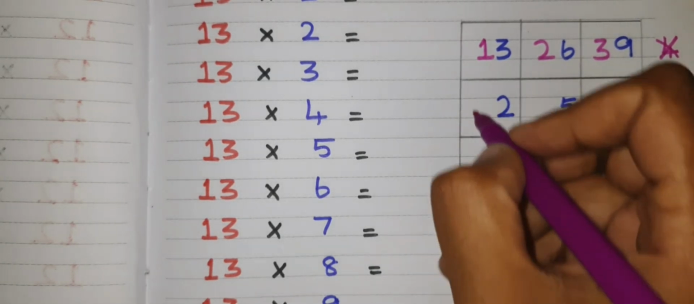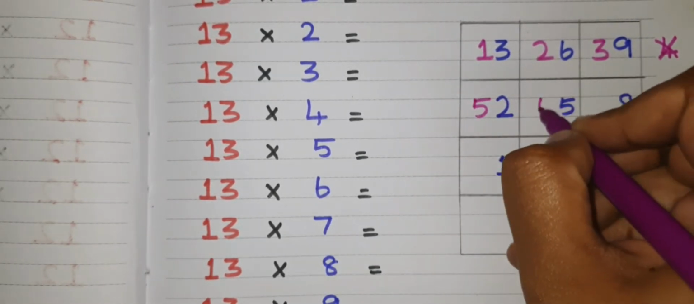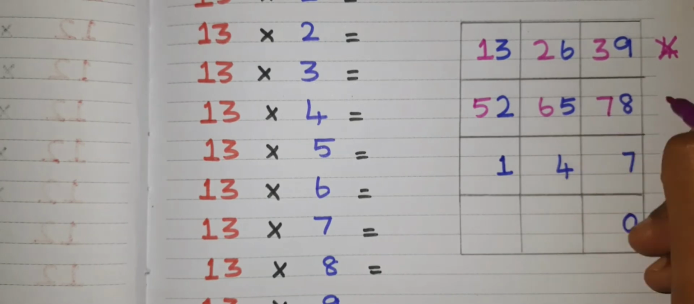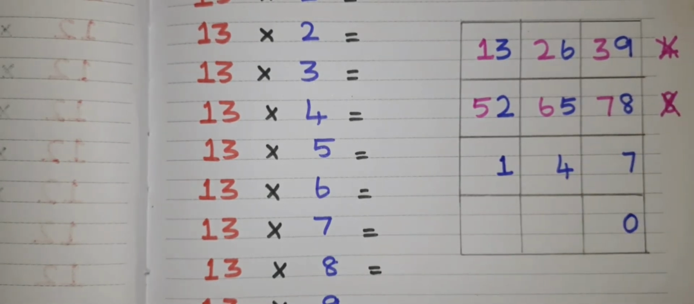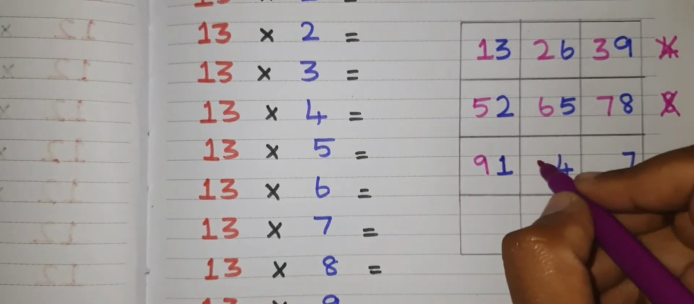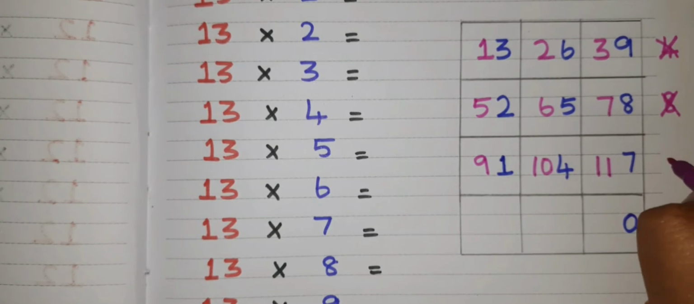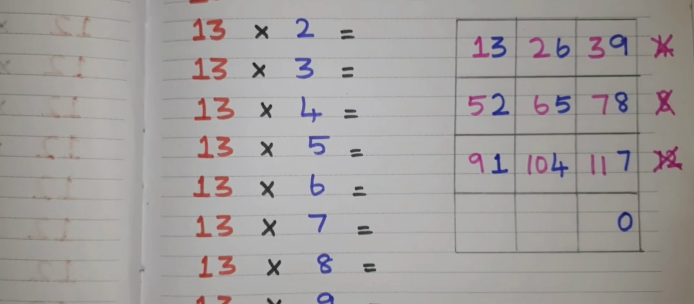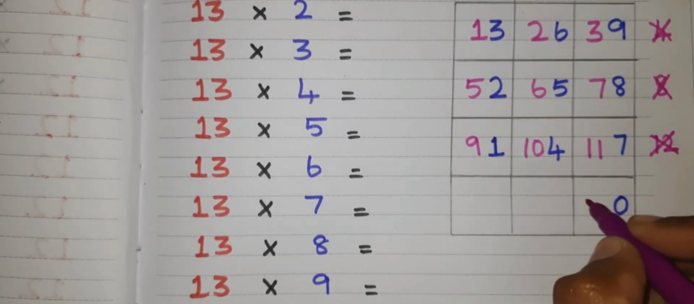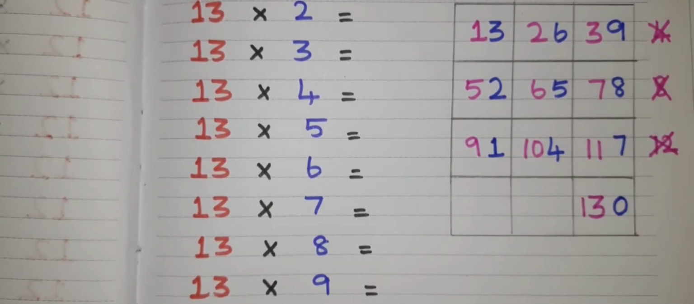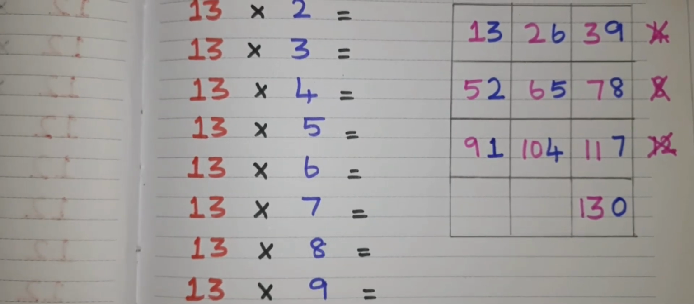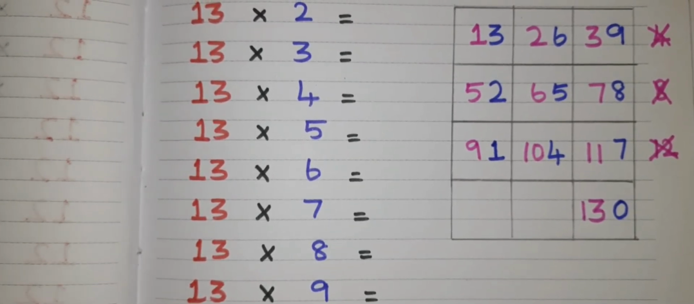Next, 5, 6, 7, you will get 8, you should not write 8, you have to skip 8. 9, 10, 11, 12, you should not write 12, you should skip 12. After 12, you will get 13. So, this forms the multiplication table 13.